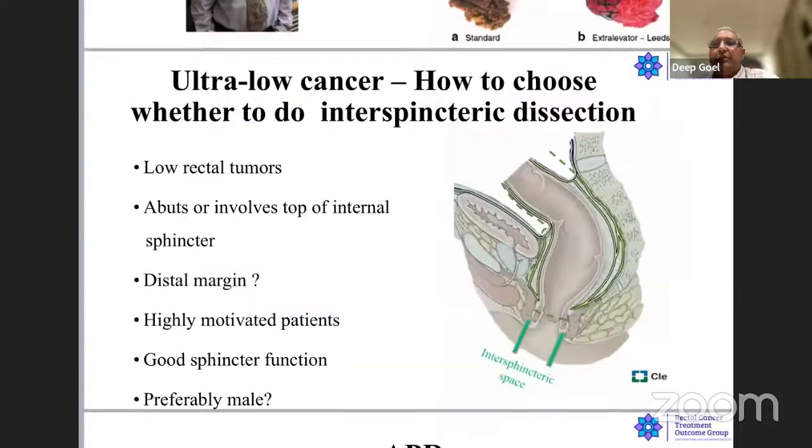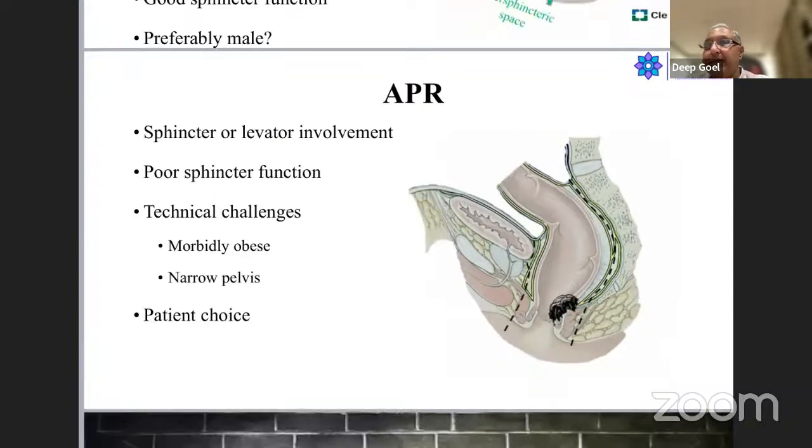Now look at this picture. How do we choose? In an ultra low cancer abutting the top of the internal sphincter, where a distal margin can be achieved, with a highly motivated patient, good sphincter function, preferably male, you can get away by doing intersphincteric resection and avoiding a permanent stoma. On the other hand, if the tumor is involving the levator muscle or a major part of the external sphincter, there's poor sphincter function, a technically challenging procedure such as a morbidly obese patient or narrow pelvis, or the patient after being counseled wants to undergo it after understanding the implications, and probably a female, multiparous patient, I would probably do an APR. So that's my presentation. Thank you.